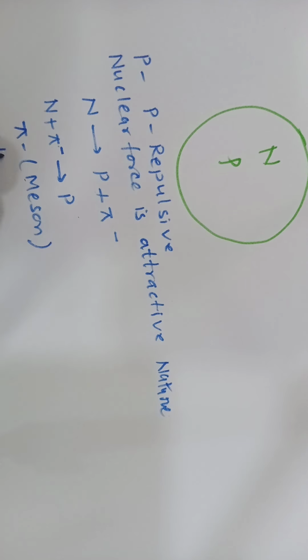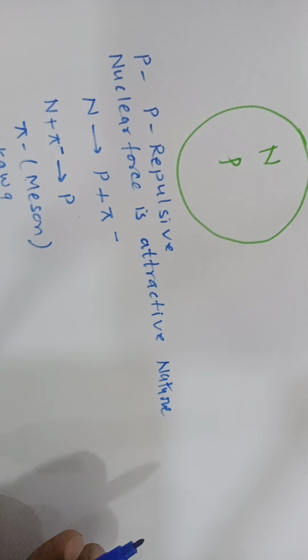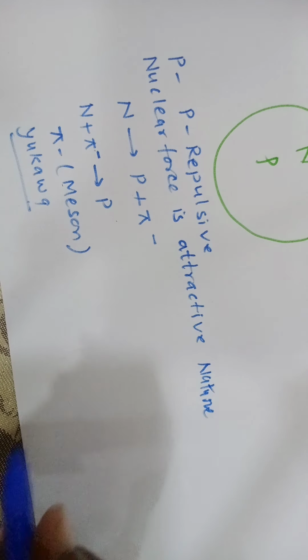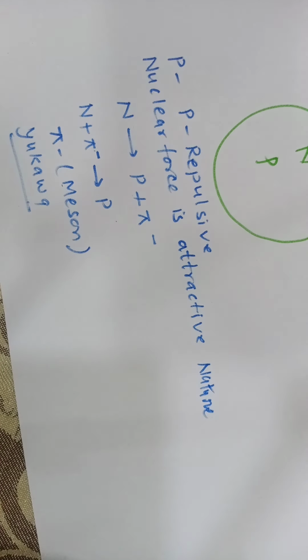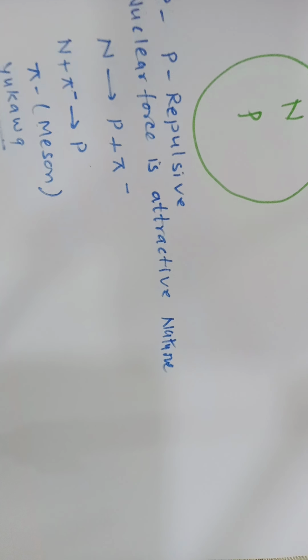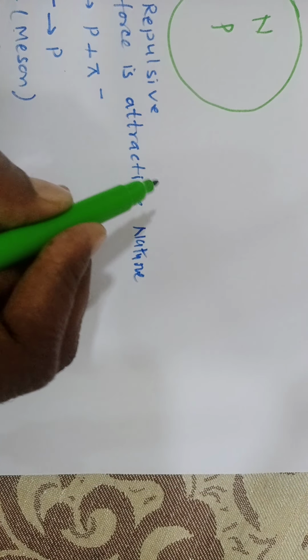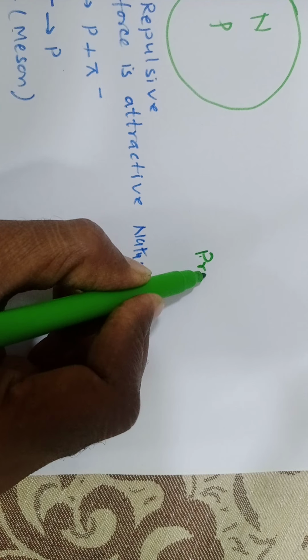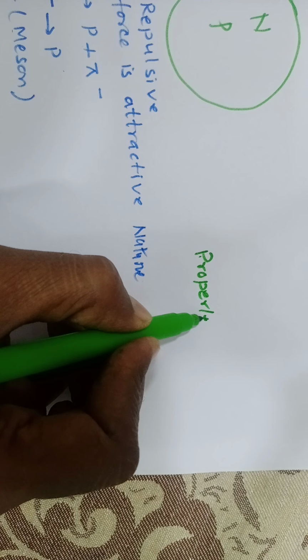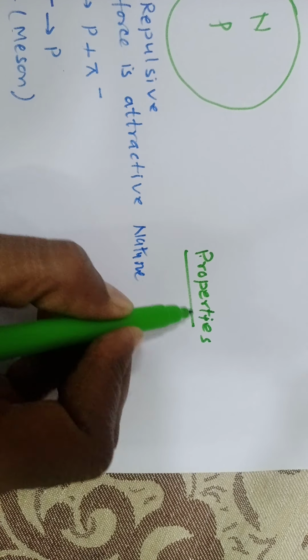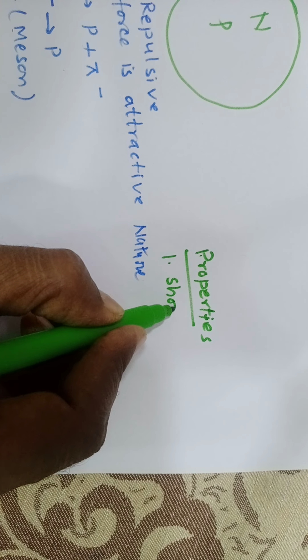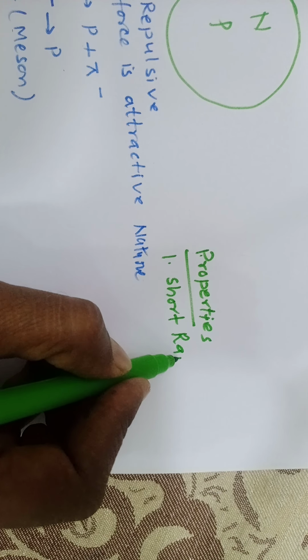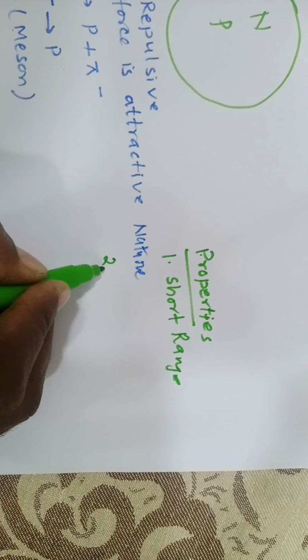Yukawa explained that the nuclear force acting between the nucleons is due to the exchange of the pi meson particle. And this is the nuclear force, and it has certain properties. The first property is that it is a short range force. Nuclear force is short range.